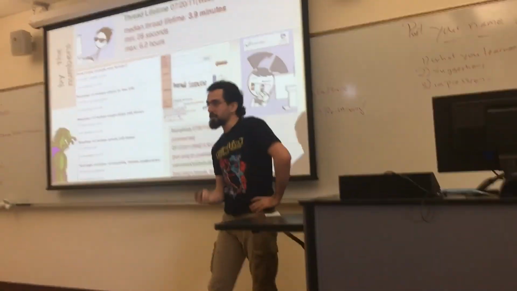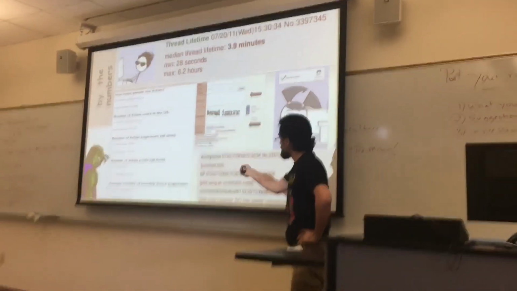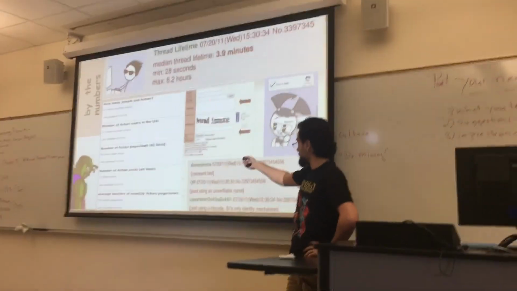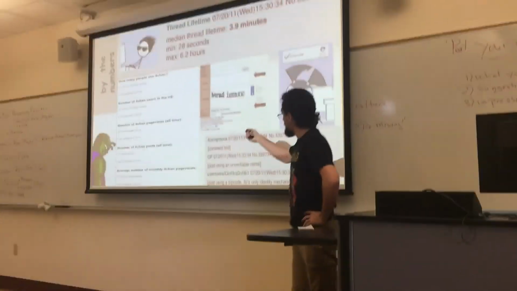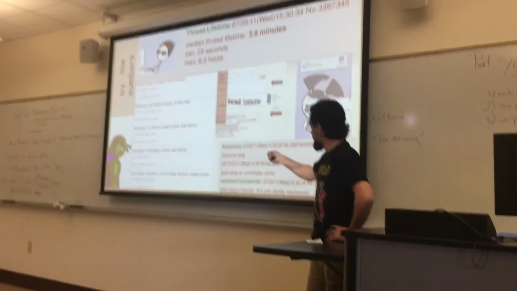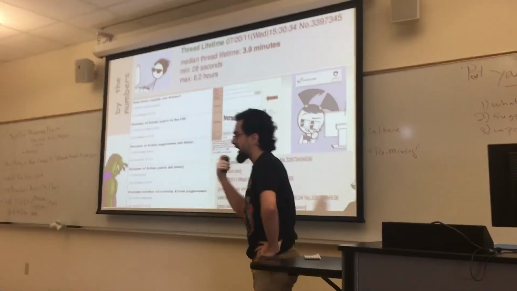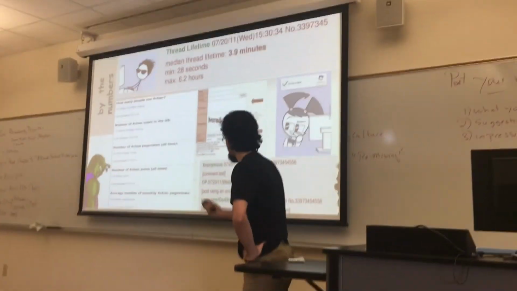So, how do threads actually work on 4chan? As you can see here, you can do whatever really you want. If you want, you can put in your name, your email, and this is where you actually put in your tagline for the subject you'll be talking about, the comment, and then over here is where you can attach a file. It supports mostly just static pictures, but you can also upload GIFs.